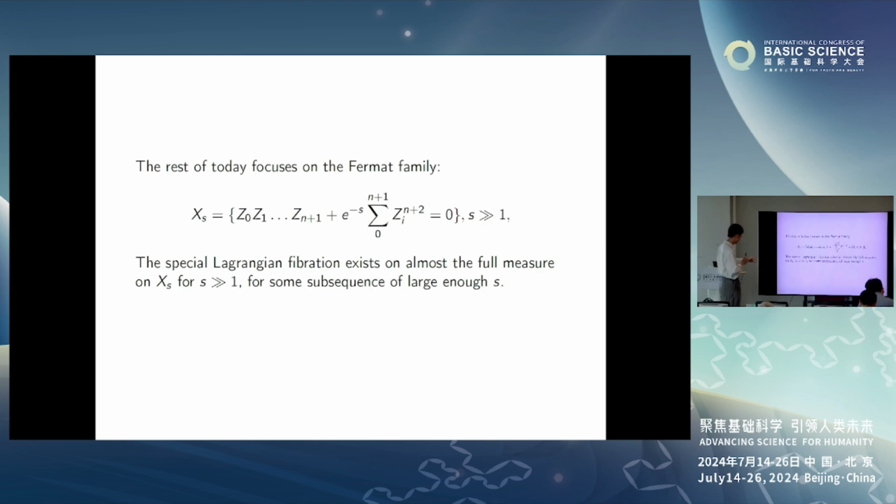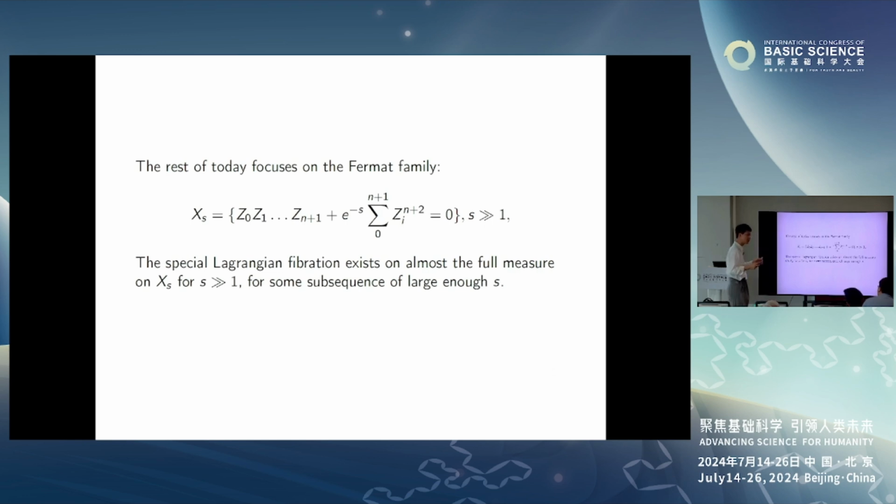Now, for the rest of today, I plan to give you some kind of sketch about what happens in the Fermat family case, which is the first case being understood in general dimensions. So the Fermat case is just this explicit thing. This is how you remember it. So the statement is that the special Lagrangian fibration exists on 99.9% of the measure of the manifold when s is very big. For each s, you don't get 100% because there are high curvature regions which are not detected by this proof technique.